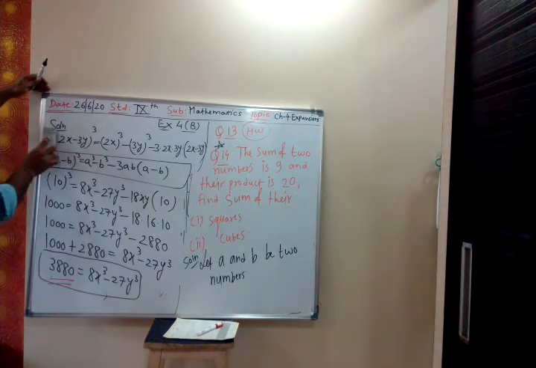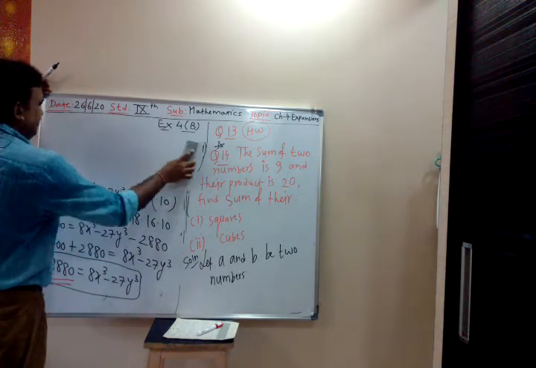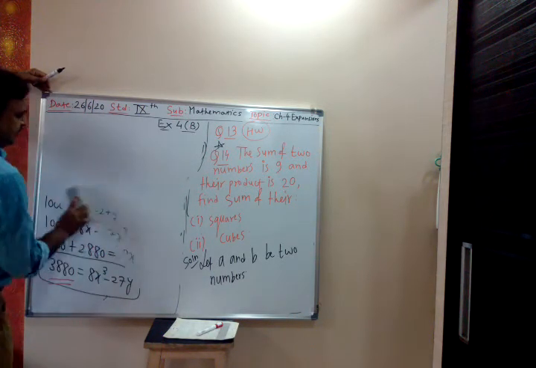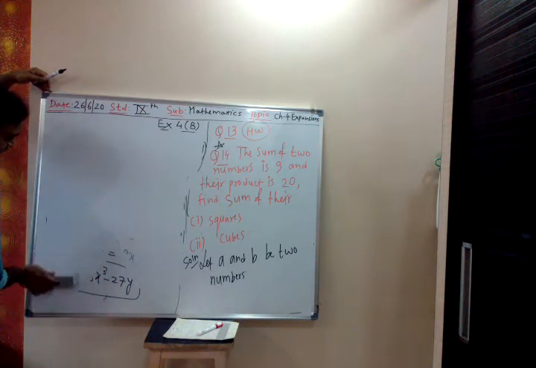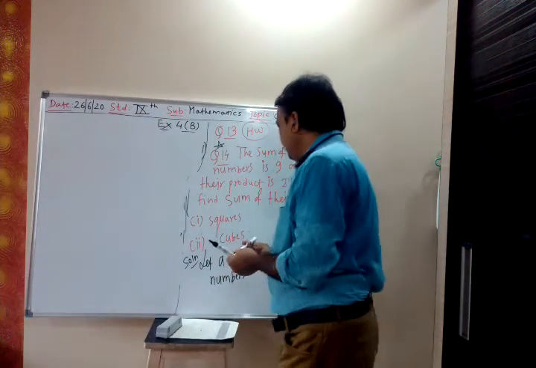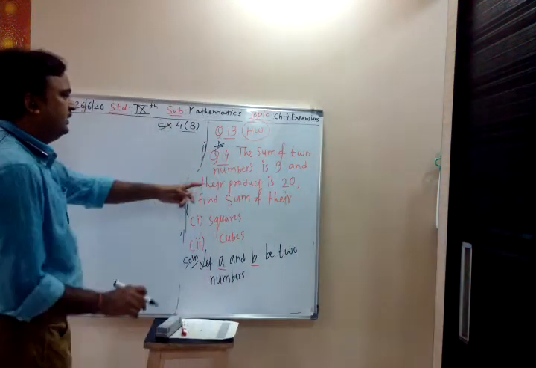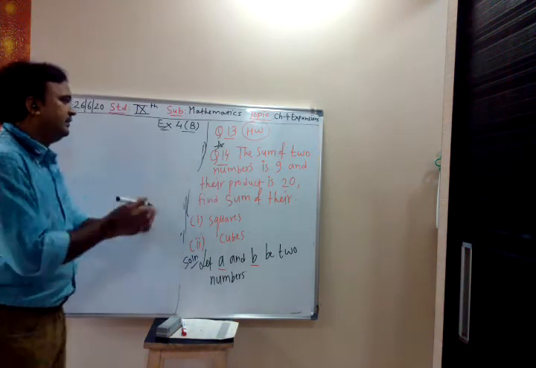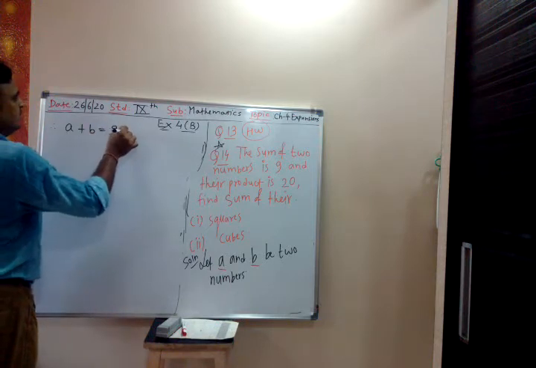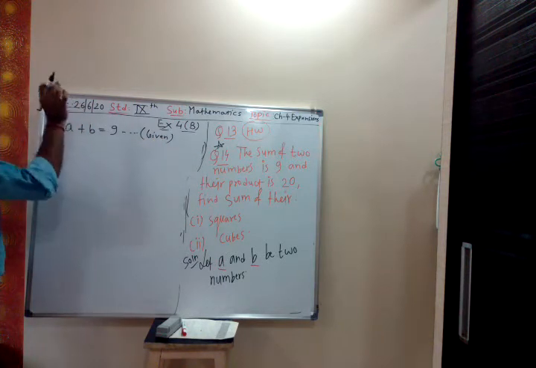So this part is over. Now let the two numbers be A and B. I have taken A and B, you can take X and Y, no problem. Any two different variables you can use to denote two numbers. One number is A, the other number is B. Now we read the conditions given. The sum of two numbers is 9. That means A plus B is equal to 9.